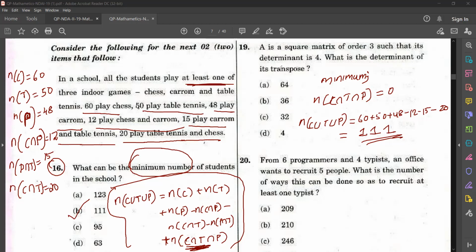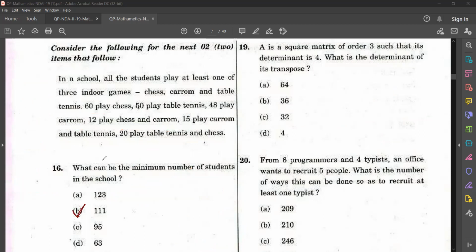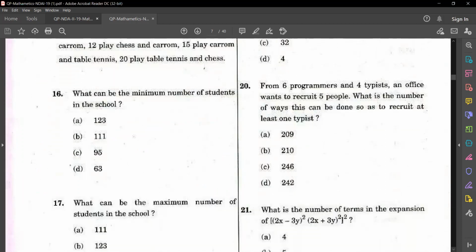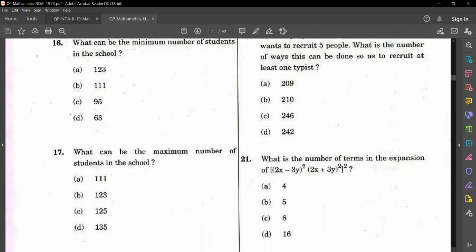Okay. Now see the remaining part of this question. In the remaining part you have to find the maximum. So the answer for the 16th question was option B. Now the next sub question I am going to show you: maximum number of students in the school.